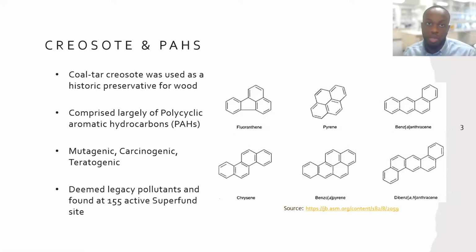So a little bit about creosote and PAHs. Essentially, coal tar creosote was used as a historic preservative for wood. If you think about telephone poles, railroad ties, anything where you really need to use wood in the environment, creosote was used as a preservative to ensure that the wood doesn't decay or weather over time. And creosote is largely comprised of PAHs, which we know are mutagenic, carcinogenic, and teratogenic. They've been deemed a legacy pollutant and have been found at 155 active Superfund sites for a couple of decades now.